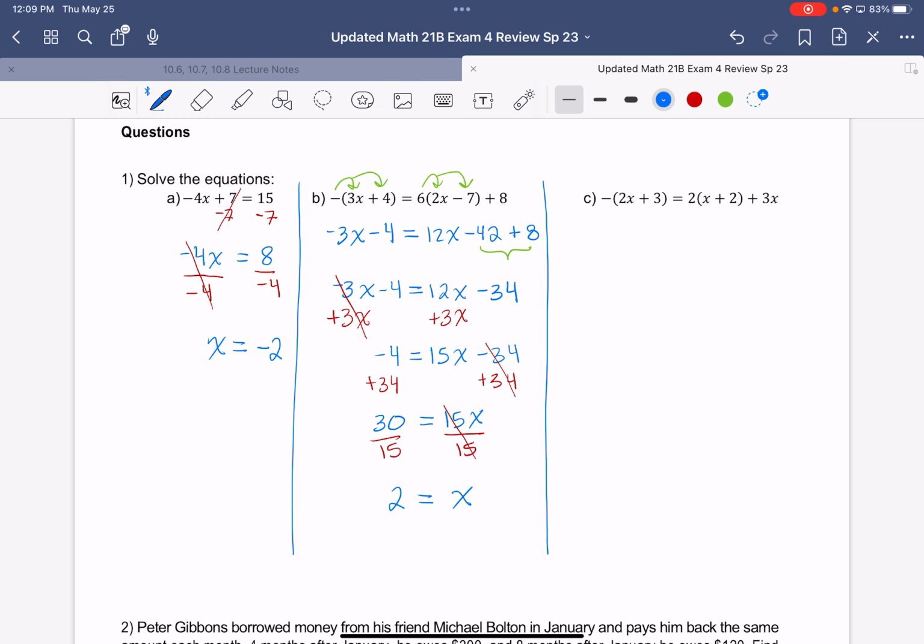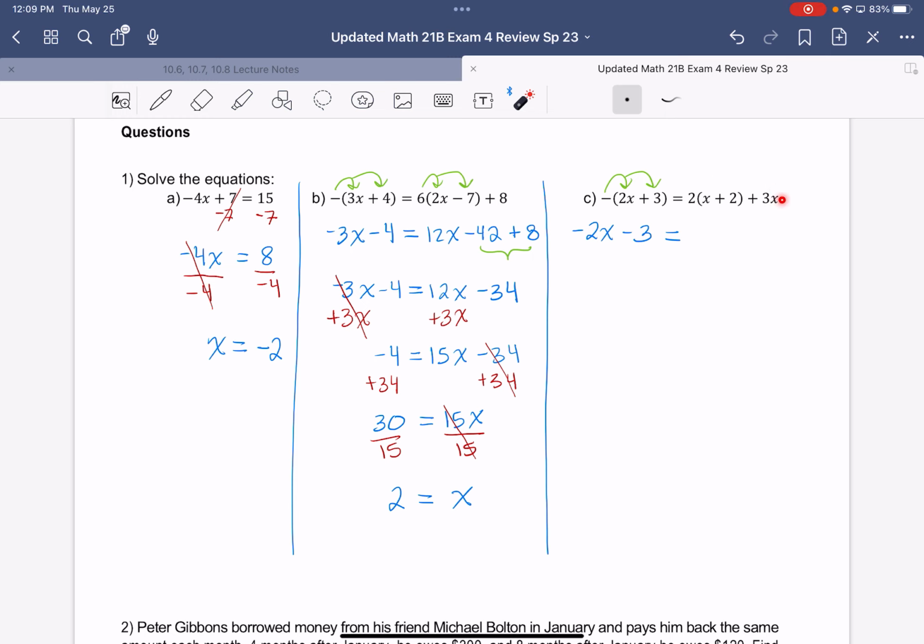All right, part C. Again, the first thing I'm going to do is simplify it if possible, and it looks like we can here. On the left-hand side, I'm going to simplify by distributing the negative. So distributing the negative sign, I get negative 2x. Negative times 2x is negative 2x. Negative times the positive 3, that becomes a minus 3. The equal sign comes down, and that's all I could do on the left-hand side. I cannot simplify that any further.